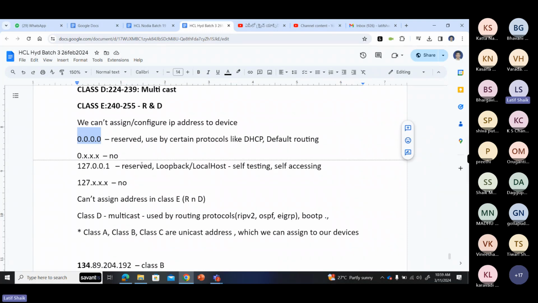127.0.0.1 is also a reserved IP address, for loopback or localhost, self-testing, self-accessing purposes. Means in my PC, if I have web services or a database service, I want to access it from my PC, where both server and client are in the same system. Second is self-testing purpose. It is reserved for loopback and localhost. Anyway, the 127 series entirely we don't use.